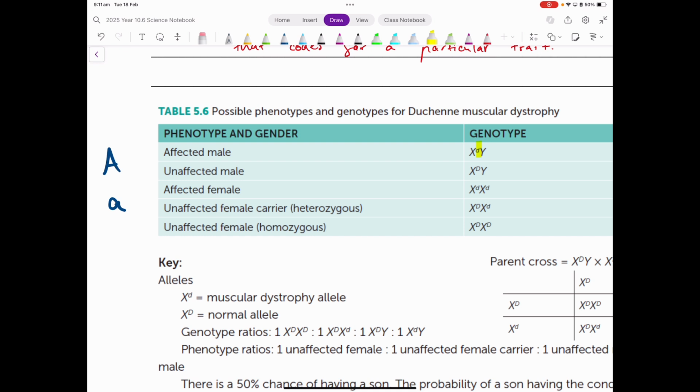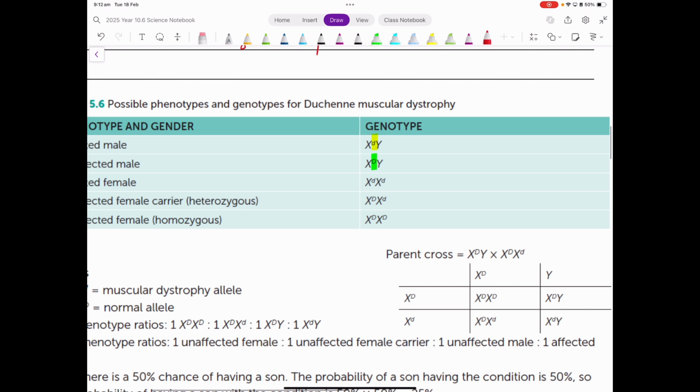What then about an unaffected male has capital D, okay? Now, is there any chance of a male being a carrier or being heterozygous? Can a male be a carrier for this trait? No. The reason is it is only found on the X chromosome. Notice how there is nothing on the Y chromosome because the Y chromosome is different.